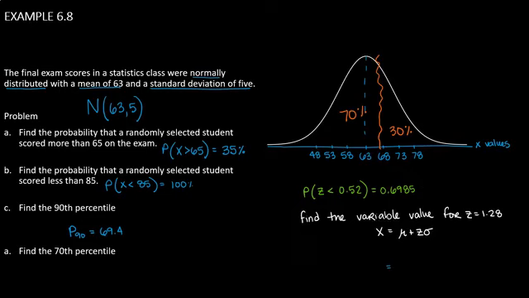Now we're going to use that z-score to find the x value. So we just need to plug in mu, z, and sigma to find x. So x is equal to 63 plus the z-score 0.52 times the standard deviation 5. And that tells us that the test score 65.6 separates the bottom 70% from the top 30% of test scores. So our 70th percentile is 65.6.